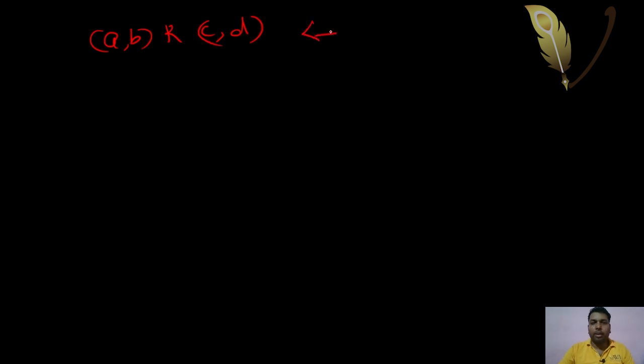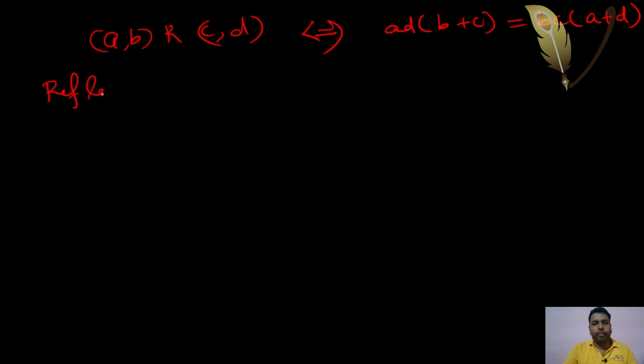Here, (a, b) related to (c, d) is equivalent to ad(b + c) equal to bc(a + d). Okay, ad(b + c) equal to bc(a + d). Now we have to show that it is an equivalence relation. First, we have to show it is reflexive.